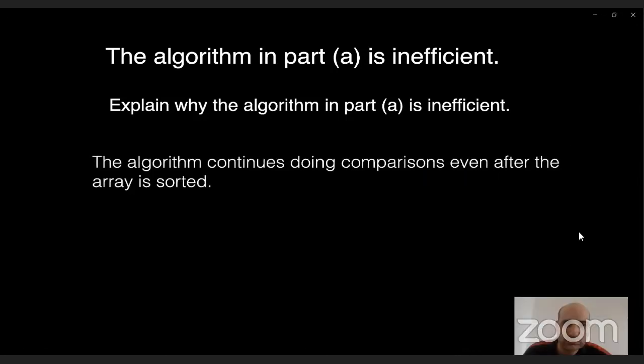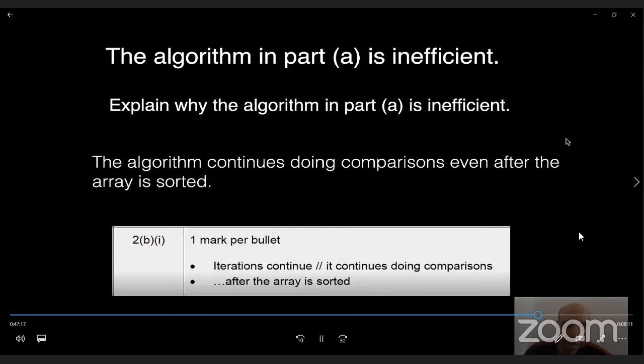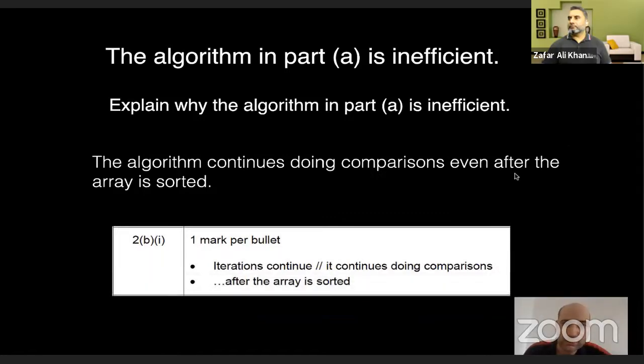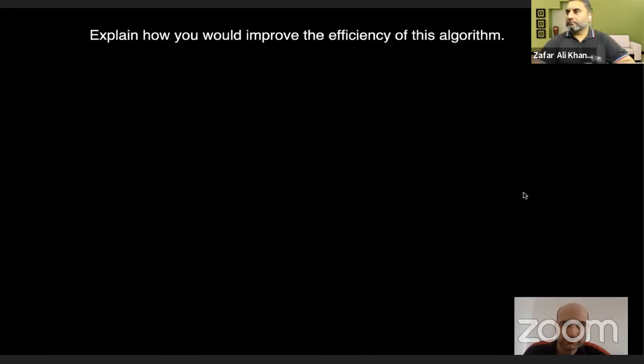Okay, so the answer is the algorithm continues doing comparisons even after the array is sorted. And so we get one mark per bullet, but notice you don't need to use two sentences. One sentence is enough to do this. Explain how you would improve the efficiency of this algorithm. Look back to the beginning of the lesson.